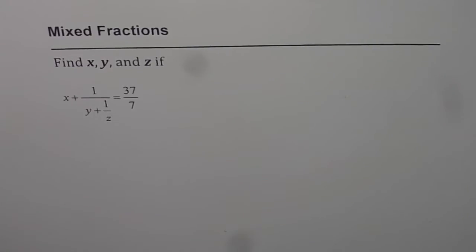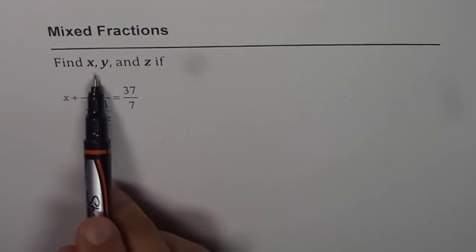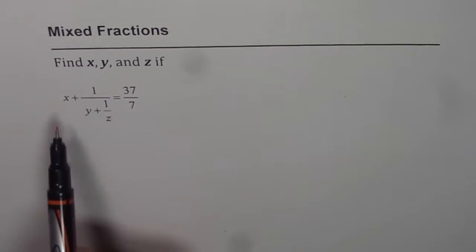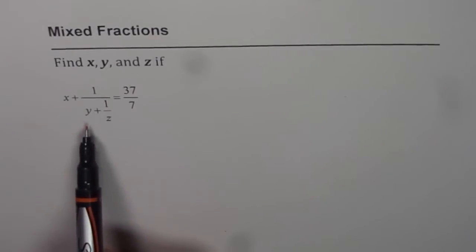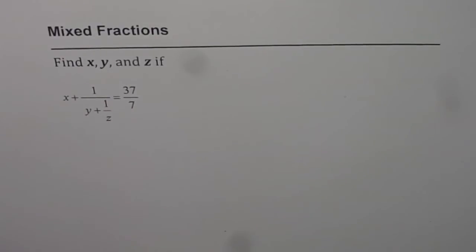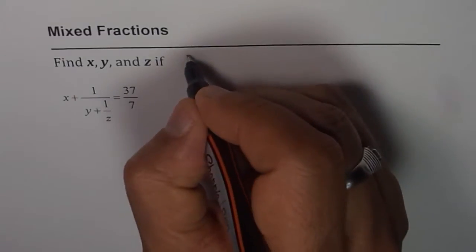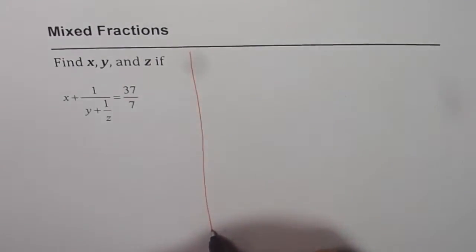Here's a very interesting question on mixed fractions, and I'm happy that I'm sharing it with you. I hope you really learn from here. The question is, find x, y, and z if x plus 1 over y plus 1 over z equals 37 over 7. Now what should we do to solve such questions?